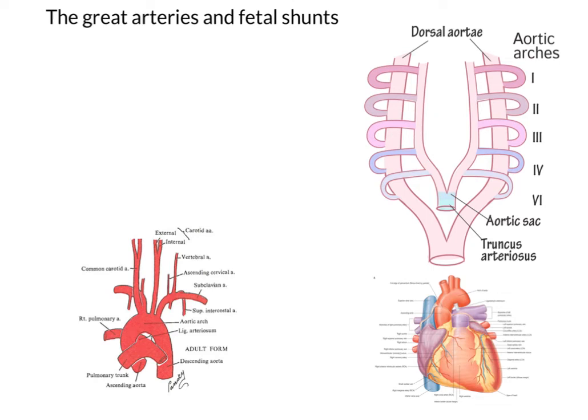Hello! In this video we're going to take a look at the development of the great arteries and the association that this has with the formation of so-called fetal shunts, which are very important for normal cardiovascular function in the fetus. However, what we should do first is look at the end product of this development of the great arteries, because in order to appreciate the development, we need to see what it is striving to produce.